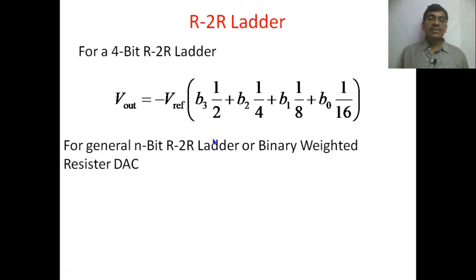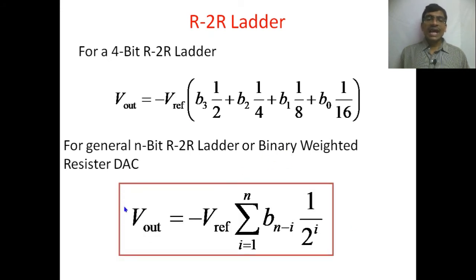So these can be written as B3 into 2 power minus 1, B2 into 2 power minus 2, B1 into 2 power minus 3, B0 into 2 power minus 4. For the general n-bit R2R ladder binary weighted resistor DAC, this equation can be given as V out is equal to minus V reference times the summation of i is equal to 1 to n of B(n minus i) into 1 by 2 power i.